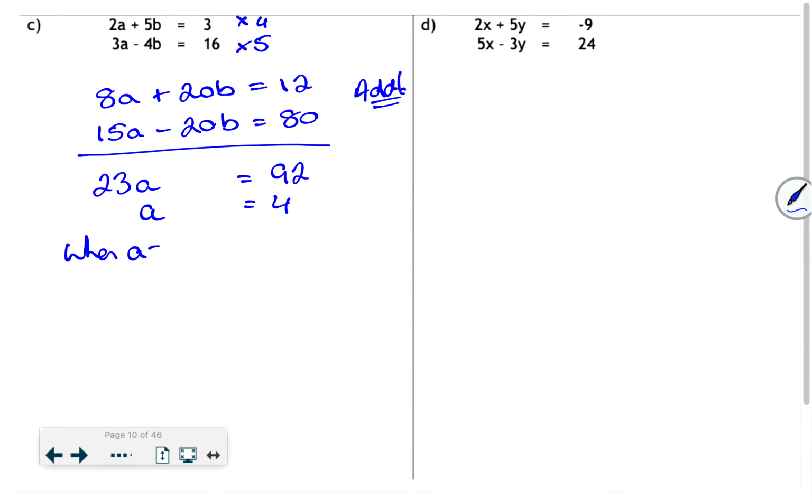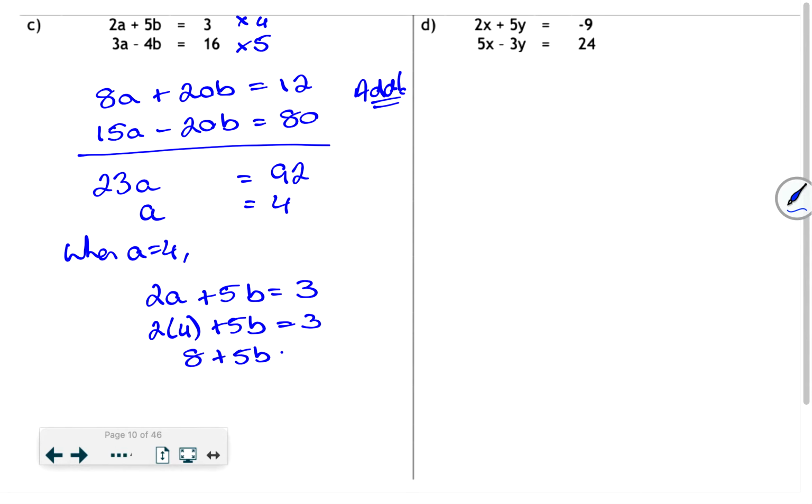So when a is equal to 4, again, into any equation, let's just use the top one again. We'll use 2a plus 5b equals 3. Put 4 in, so it's going to be 2 times 4 plus 5b equals 3. So 8 plus 5b is equal to 3. So 5b is equal to minus 5, so b has to be minus 1. So therefore, a is equal to 4, b is equal to minus 1.